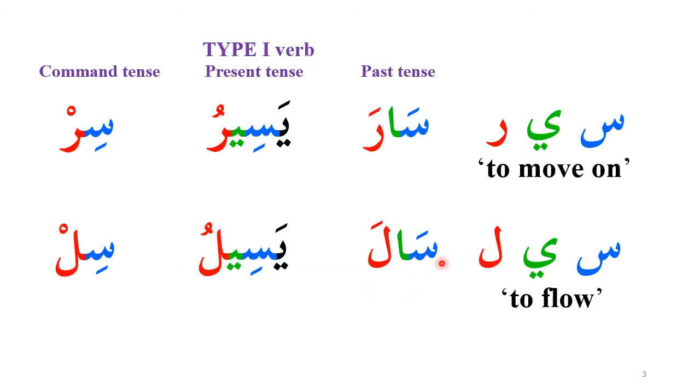You can see that this idea that Sin is to move on can also be seen in other words such as Sala, which means to flow. I'm showing here the present tense, past tense, and the command tense: Sara, Yasiru, Sir. From this you can see that the main letters are the Sin and the Ra, and the Ya is just showing the 2 points, which is also absent in the past tense, right? Or when the action is complete, the Ya goes away. So both Sara and Sala indicate something moving, and Ra is on a curved surface, as I said, on the surface of the earth, and Lam is straight on.